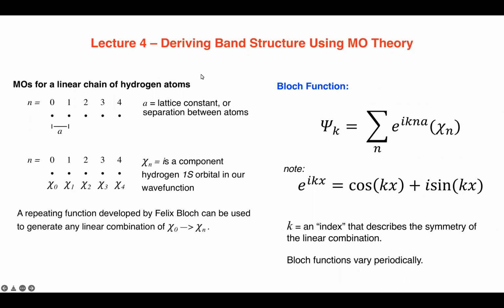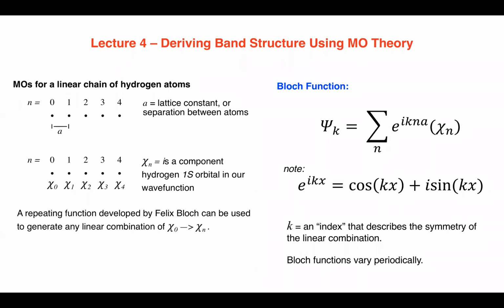So then we started talking about Bloch functions, which are going to continue today. Remember, this is a method of generating a wave function. This is a wave function generator that uses this e to the ik business. You sum up component orbitals. These chi's are component orbitals. We're going to make linear combinations of them.